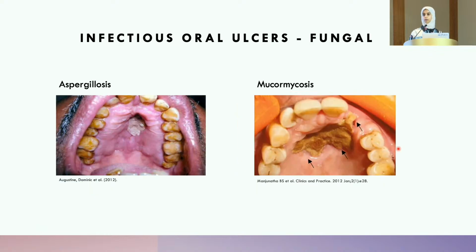Oral ulcers can also be a manifestation of systemic fungal infections. Usually, though, we will only see these in immunocompromised patients, like aspergillosis, for example. It usually affects the perinasal sinuses, but can also cause ulcerations intraorally. And then we have mucormycosis. Again, it usually affects the arteries, but can also cause necrosis and ulcerations intraorally. The clinical appearance of these can actually mimic squamous cell carcinomas, so most of the time we do need a biopsy to get to a diagnosis.